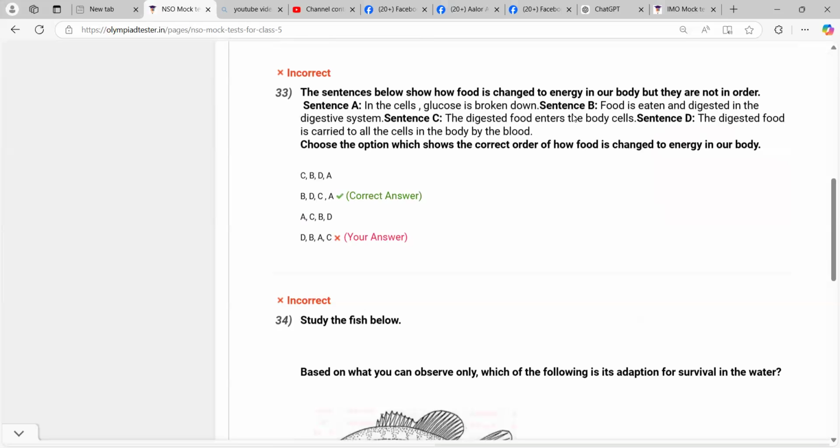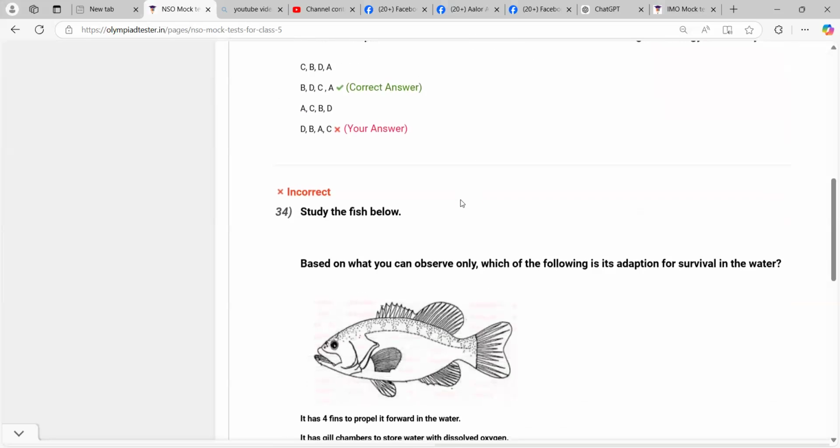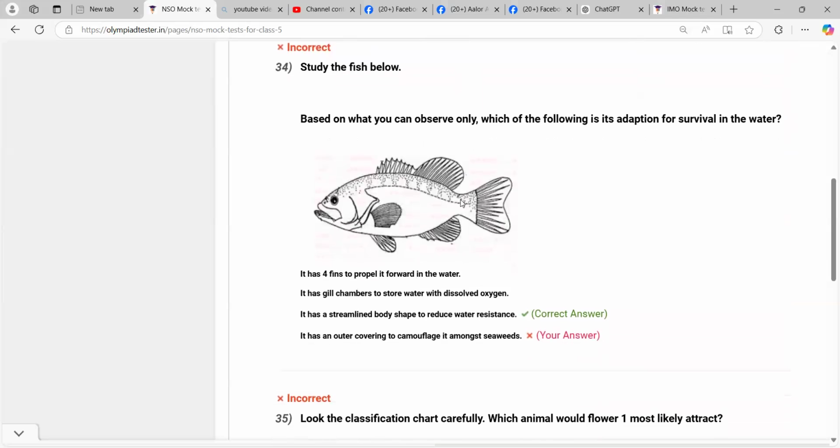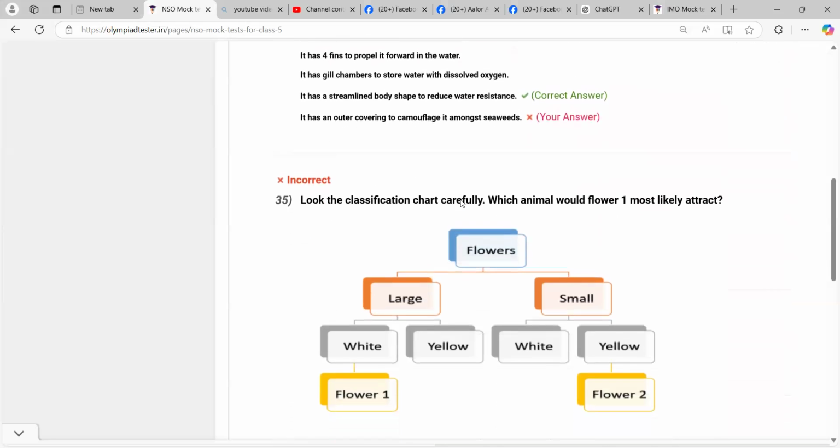So sentence B is the first one, sentence D is the second one, then which is the third sentence? The digested food enters the body cells. And then the last one is, in the cells, glucose is broken down. This is all number 33. Then we have number 34 and the last, number 35.